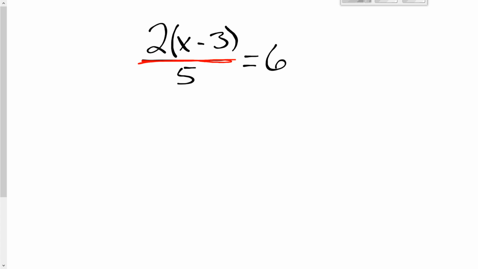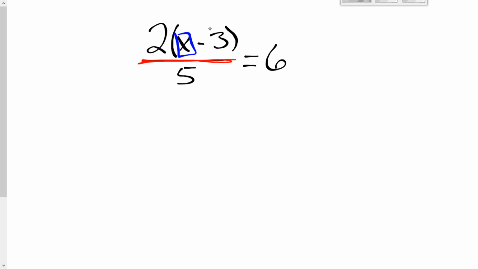But what we have here is 2 times the quantity of x minus 3, all divided by 5, equals 6. And the idea is to solve for x. So everything else I have to get rid of. All right, well, let's start by simplifying. We need to do our best to get x by itself, or at least down to a two-step equation look. So first things first, I have to use PEMDAS.